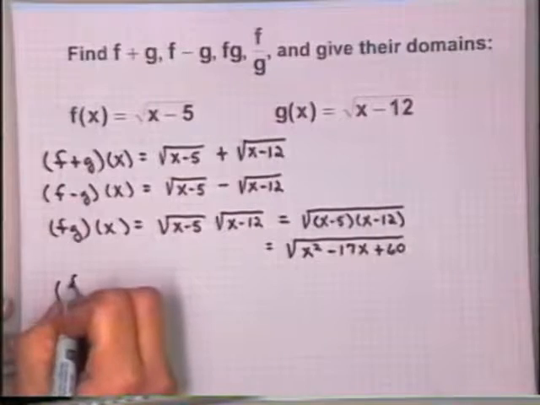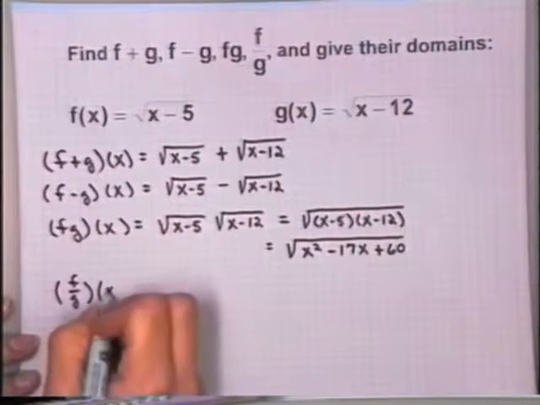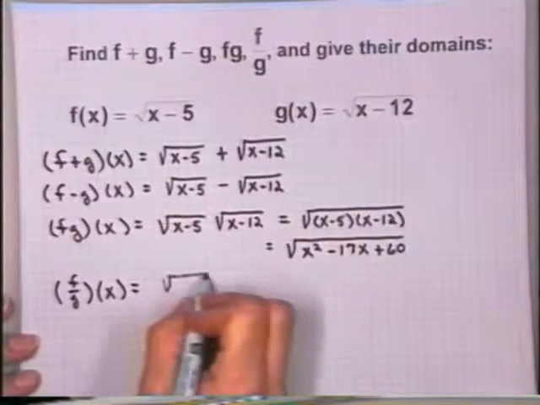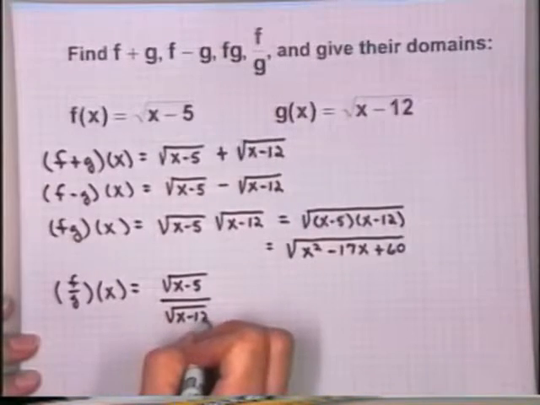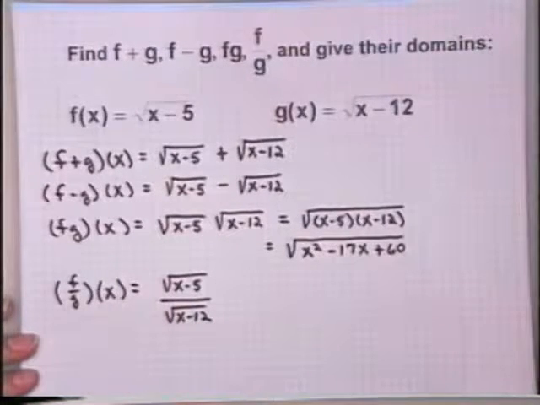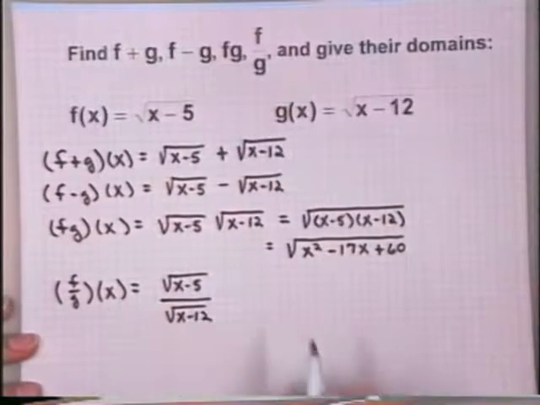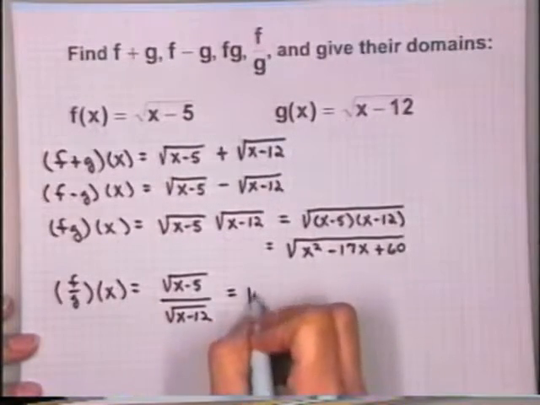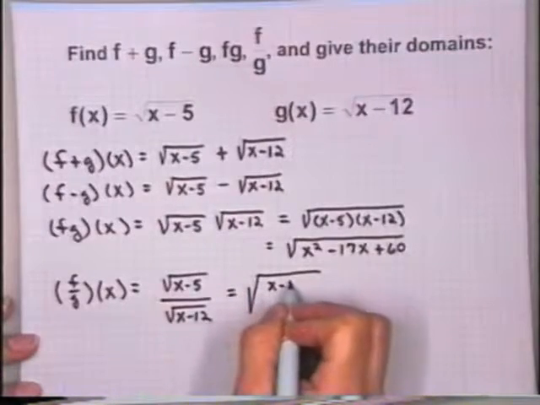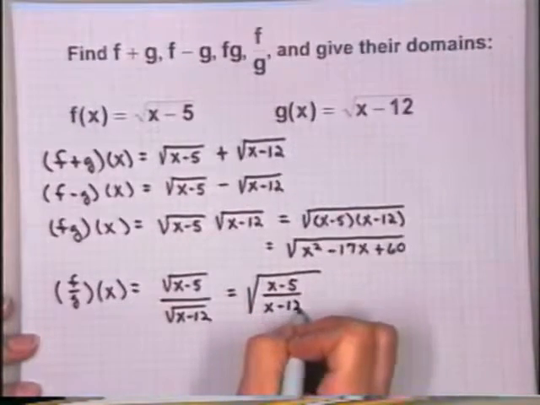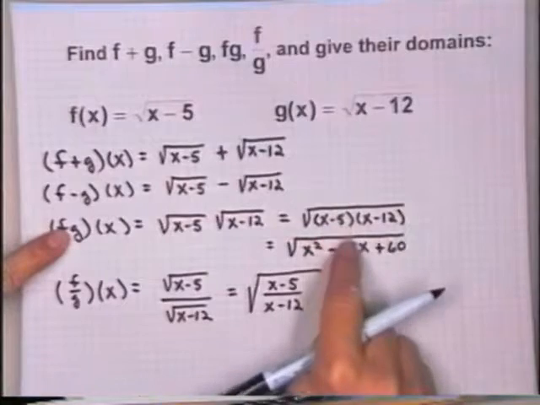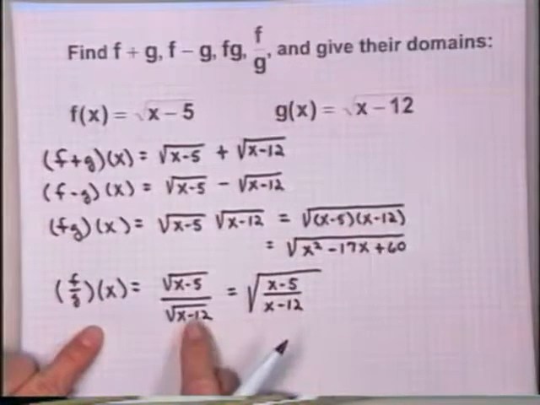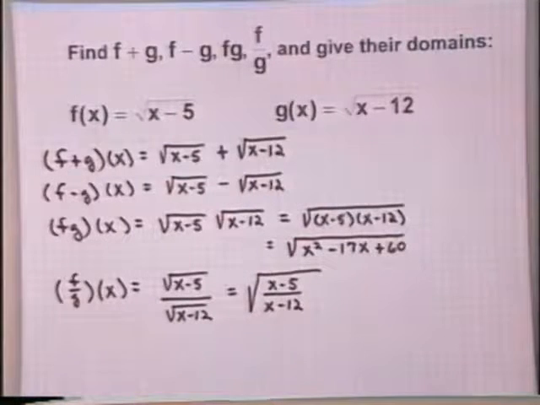Our fourth operation, of course, is the quotient f over g of x. So we have the square root of x minus 5 divided by the square root of x minus 12. Now on this one you really have a choice. You could leave this like this if you want to, or because of our rules of radicals, we could write a single radical where we put the fraction x minus 5 over x minus 12 underneath that radical. On this one, I would encourage you to do the multiplication. Here, it really doesn't matter whether you leave it in this form or this one. Either one would be considered an okay form for this solution.